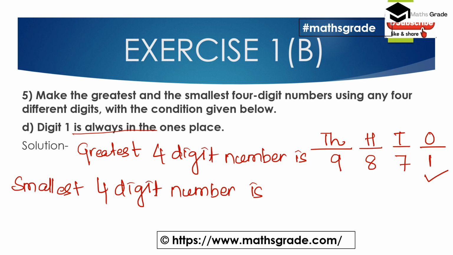Now the smallest four digit number. Digit 1 is always in the ones place, and after 1 the smallest digit is 0. We cannot use the digit 0 at the thousands place. So we have to place 2 at the thousands place, 0 at the hundreds place, and 3 at the tens place. So the smallest four digit number is 2031. The greatest four digit number is 9871. 1 is always in the ones place, and the smallest four digit number will be 2031.